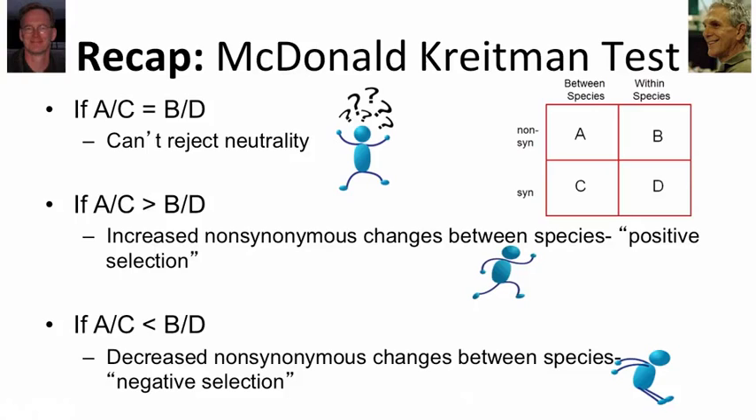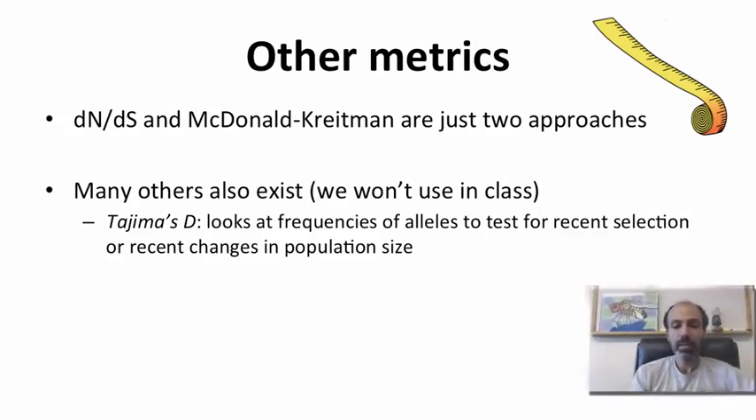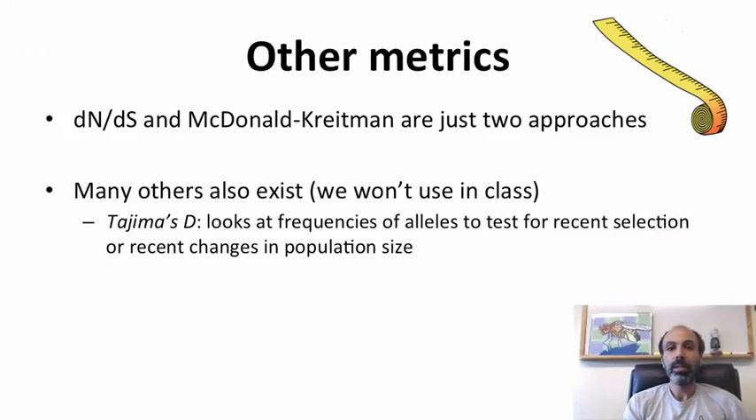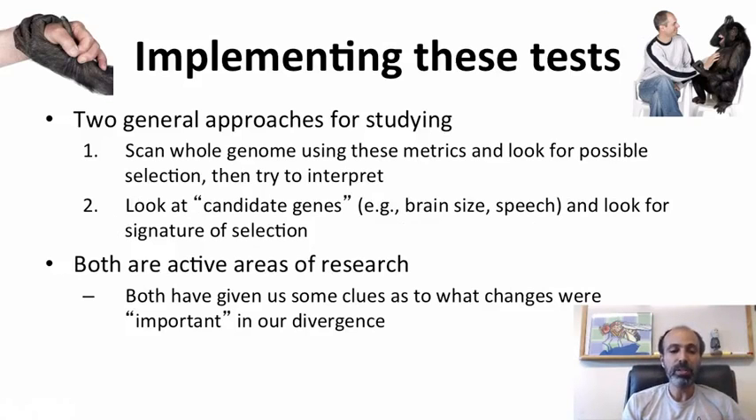Now, I've shown you the dN/dS test and I've shown you the McDonald-Kreitman test. There are other metrics out there. There are many that also exist that we won't use in class. One popular one is referred to as Tajima's D. That uses the frequencies of alleles to test for recent selection or recent changes in population size, as an example. But importantly, these are implemented to understand what's going on.